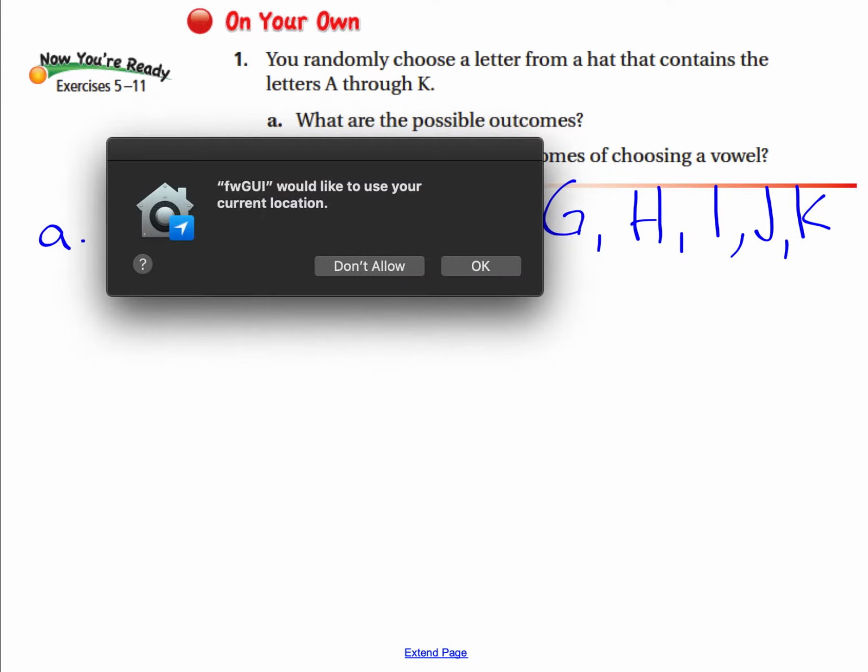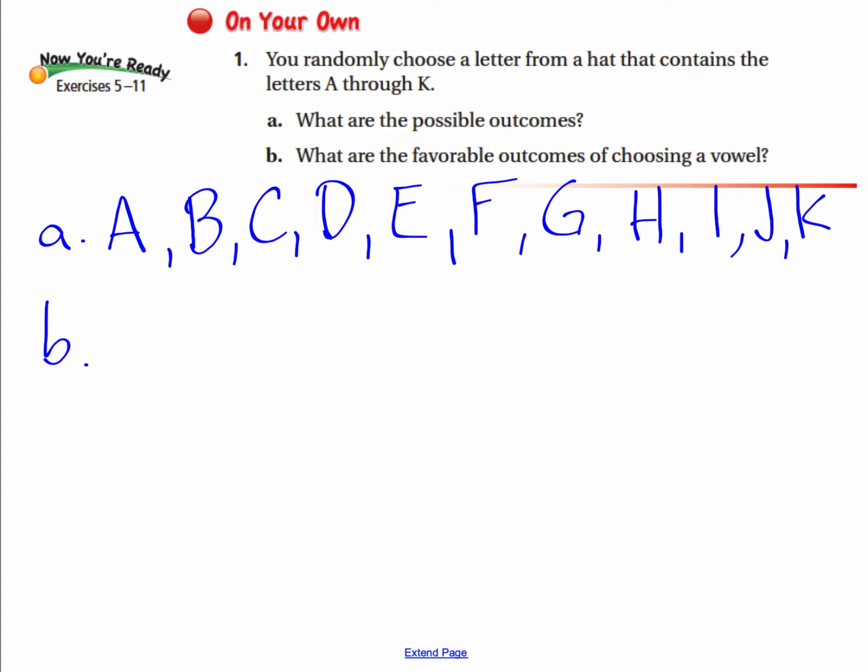What are the favorable outcomes for choosing a vowel? Well, let's see, the vowels include A, E, and I out of this list. We don't include O or U because O or U are not in the hat. They're not even possible outcomes, so they can't be favorable outcomes. So the favorable outcomes for choosing a vowel include these three, A, E, and I.